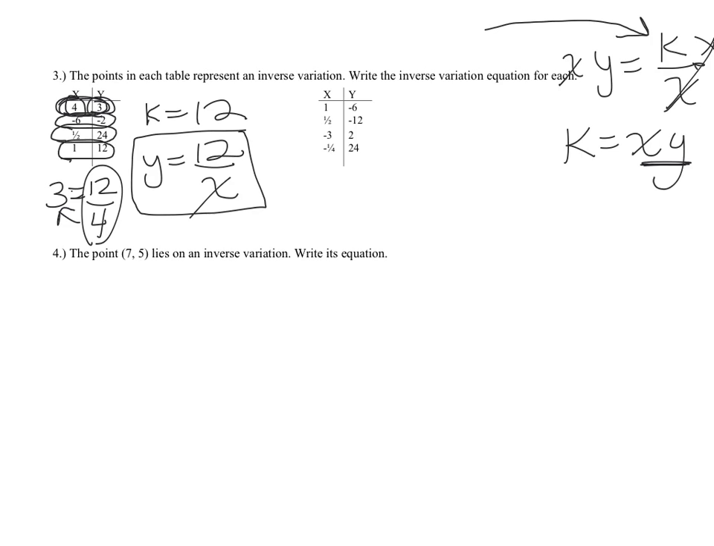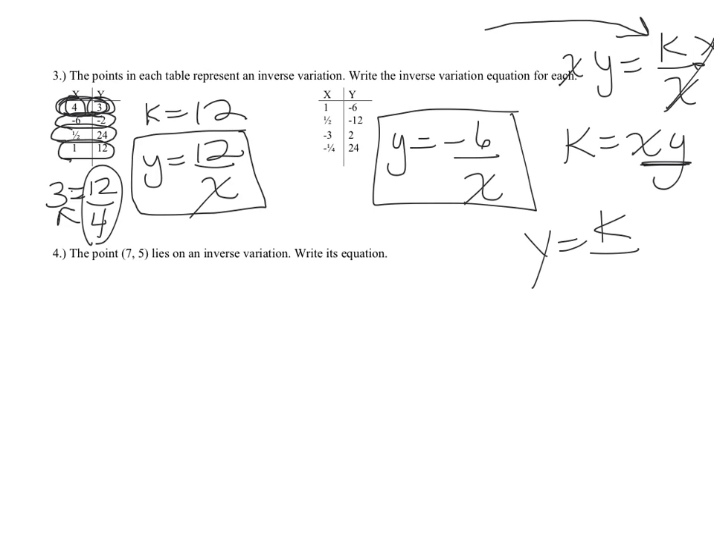So if you did this one correctly, you should be getting y is equal to -6 over x, right? So the form of the equation, again, y equals k over x. To find the constant, you have to multiply x and y together in all of these. 1 times -6, 1/2 times -12, -3 times 2, -1/4 times 24, gives you -6 every single time. That's why it's called a constant, because it keeps giving you the same number every time.